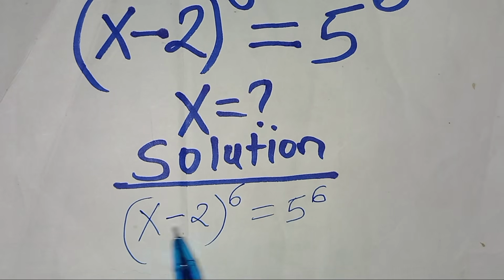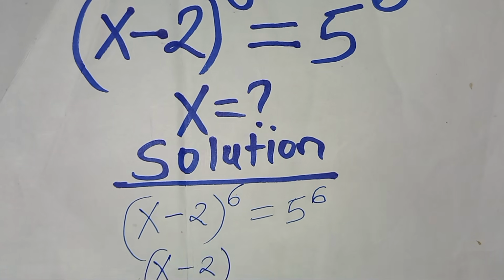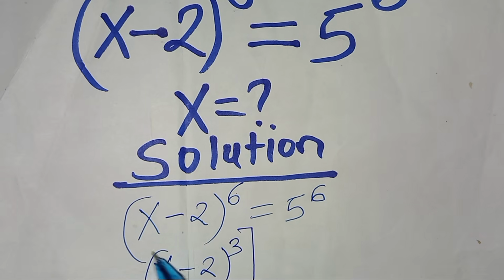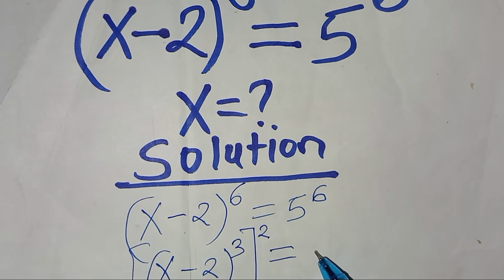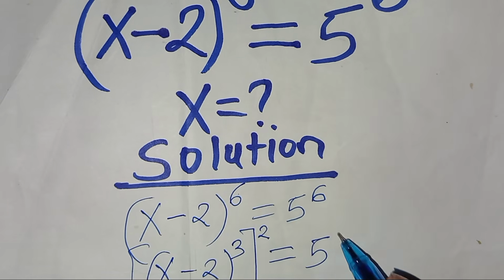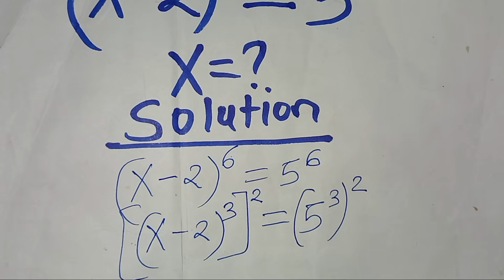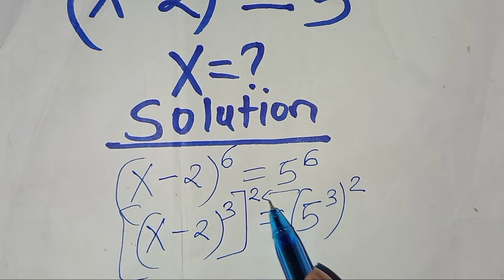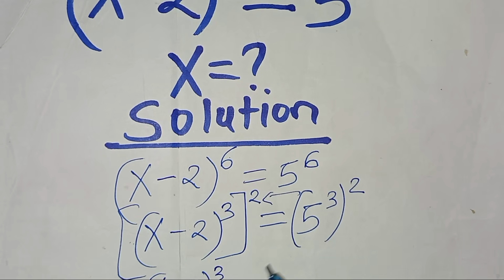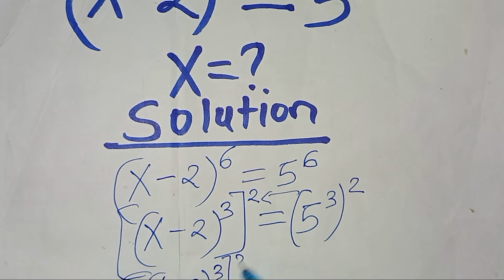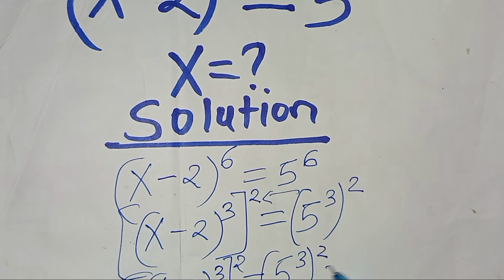Now we can express (x - 2)^6 as ((x - 2)^3)^2. Then this is equal to (5^3)^2. Now let's take (5^3)^2 to the left-hand side, so that we'll have ((x - 2)^3)^2 - (5^3)^2 = 0.